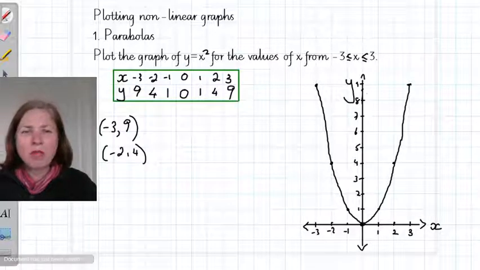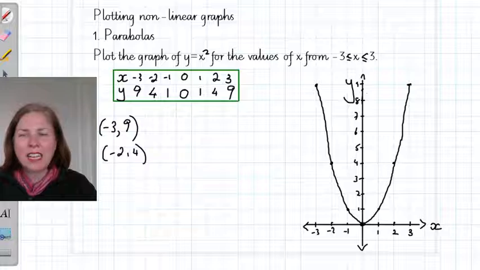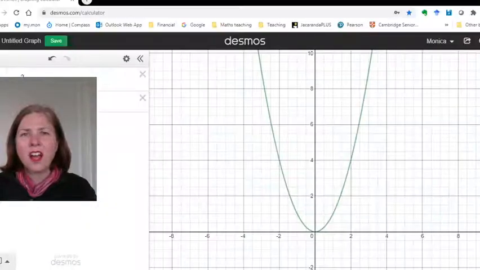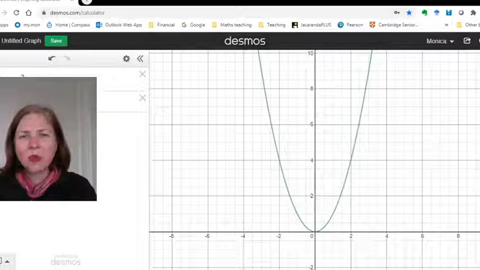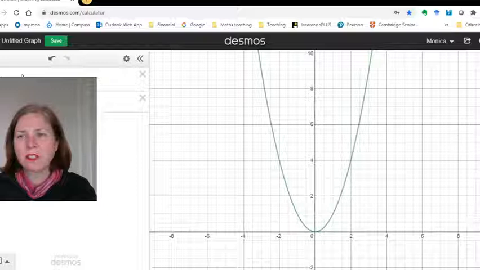So there's our parabola shape. Now I'm just going to pause it again. I'm going to show you something different. What I'm showing you there is the same graph, y equals x squared, but drawn by a computer, which is much, much better at doing smooth curves for me.